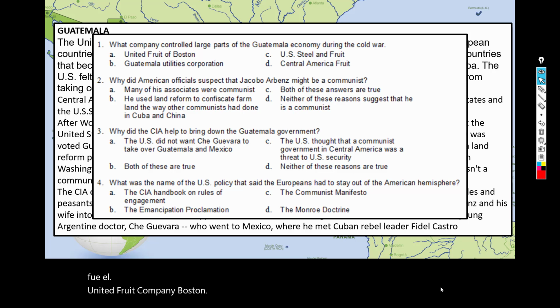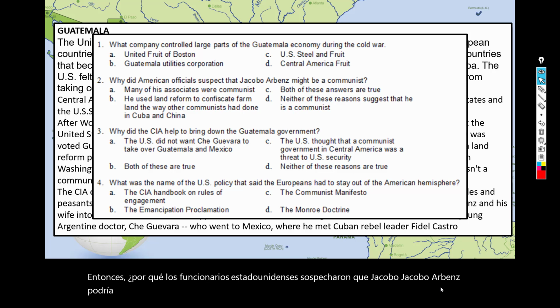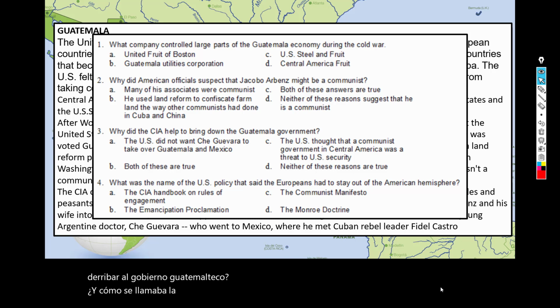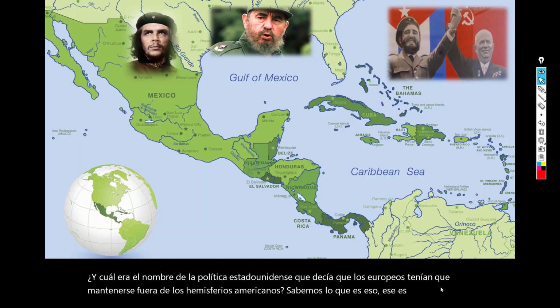So why did American officials suspect that Jacobo Arbenz might be a communist? And you have to answer that question. Why did the CIA help to bring down the Guatemala government? And what was the name of the U.S. policy that said Europeans had to stay out of the American hemispheres? We know what that is. That's the Monroe Doctrine, D. Let's go on to the next lesson.